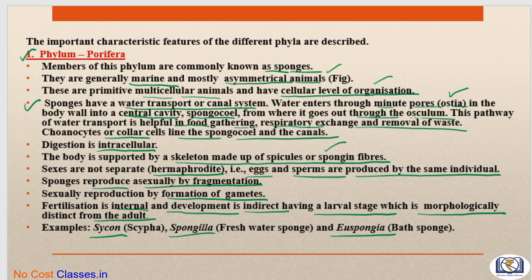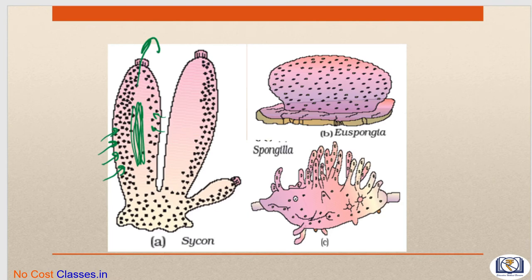This is up to you, how many examples you want to learn, but you should know that a particular organism belongs to this phylum. So what's important here in the Porifera, beta: they are asymmetric, with a cellular level of organization, a very specific water transport system, intracellular digestion, and sexes not separate; they are hermaphrodite in nature. Asexual reproduction is by fragmentation; sexual reproduction is by gamete formation. Fertilization is internal, with indirect development through a larval stage, and the larva is morphologically not similar to the adult. Lastly, the examples I have given and the diagrams I have shown are all organisms of the Porifera only.